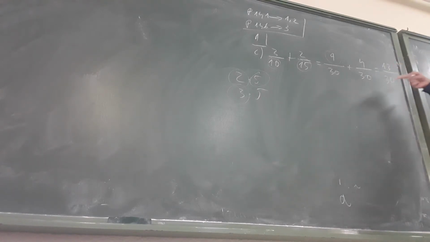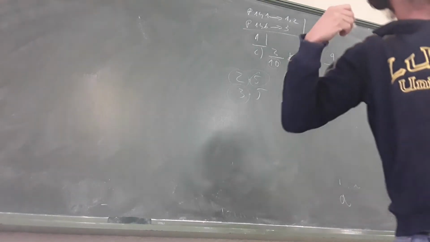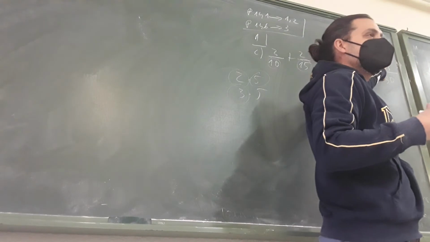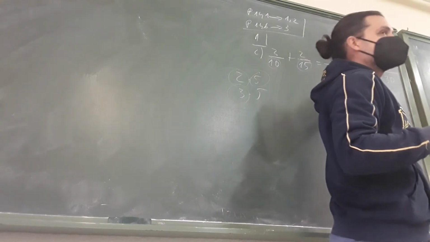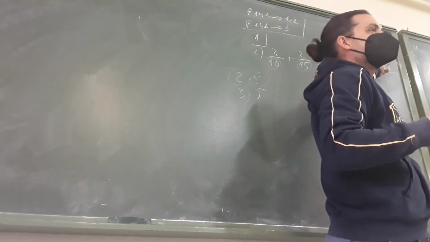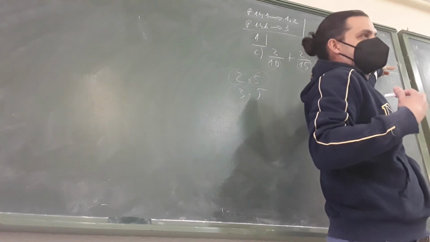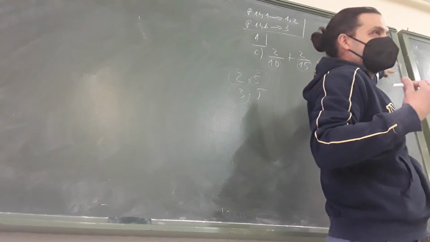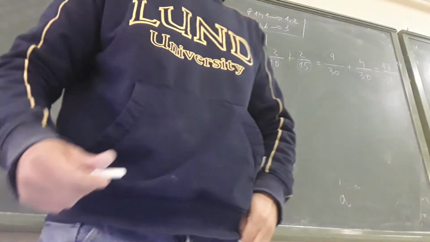30 and 13. Can we simplify 13 over 30? No. Can we simplify this fraction? No. Any common divisors for 13 and 30? No. 13 is which kind of number? 13 is a prime number. Can 30 be divided by 13? No. Then it cannot be simplified.